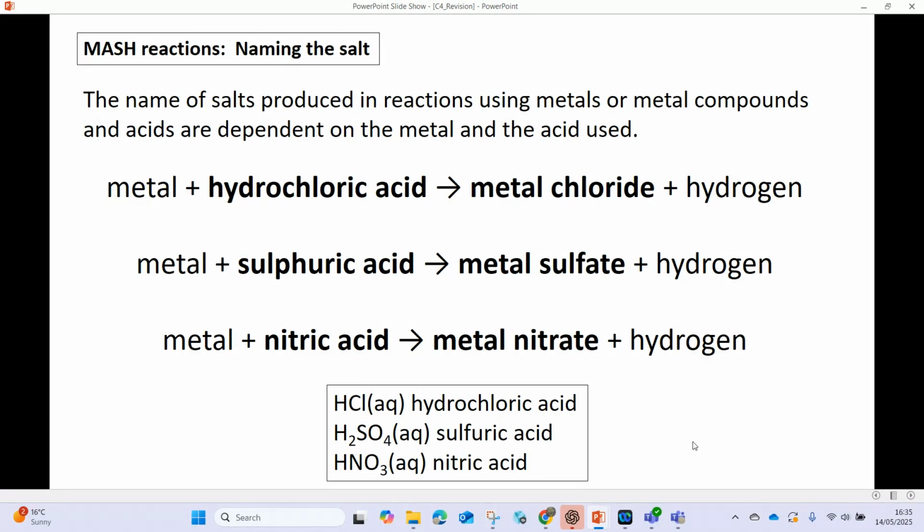So you can see hydrochloric acid, the formula for that is HCl, which hopefully you should know. The formula for sulfuric acid is H2SO4, which again you should know. And the formula for nitric acid is HNO3, which you should also know. So you need to be familiar with the three acids and those three salts that they make when you're reacting with metals or metal compounds.